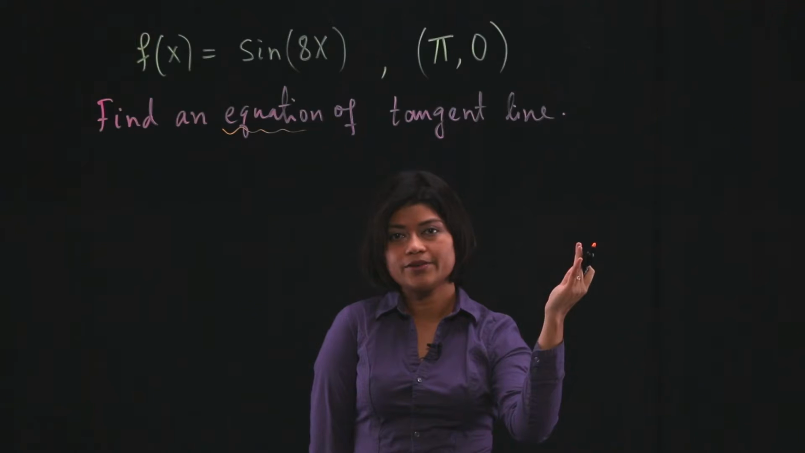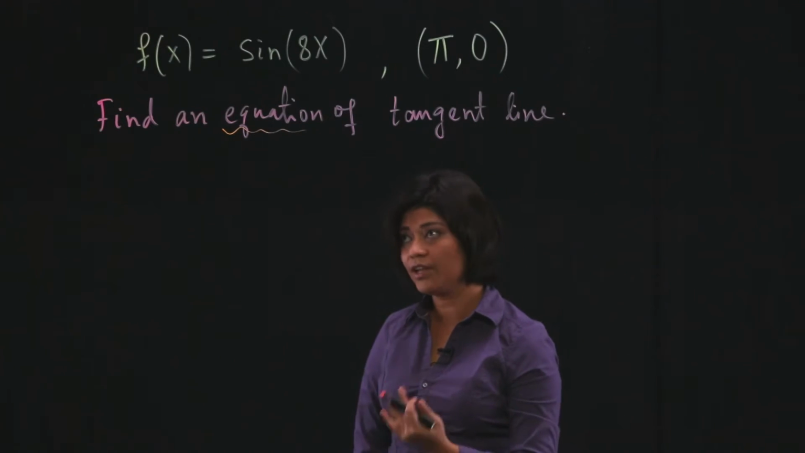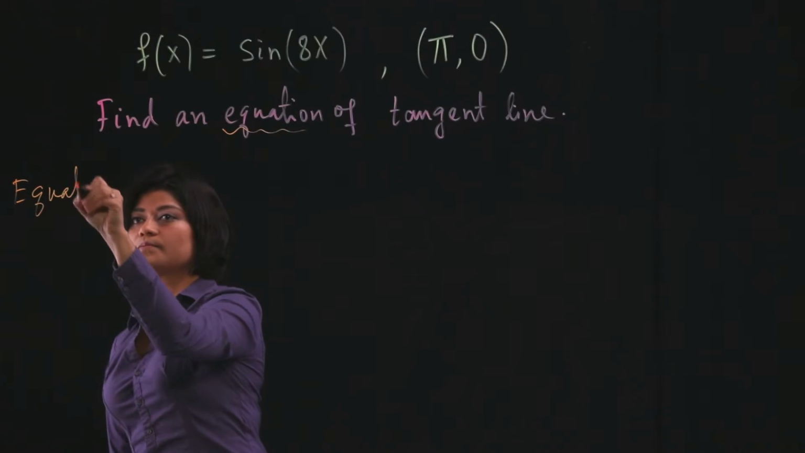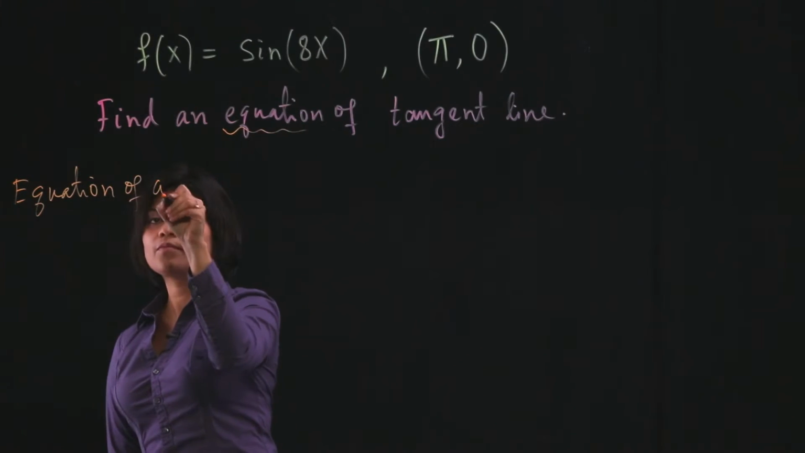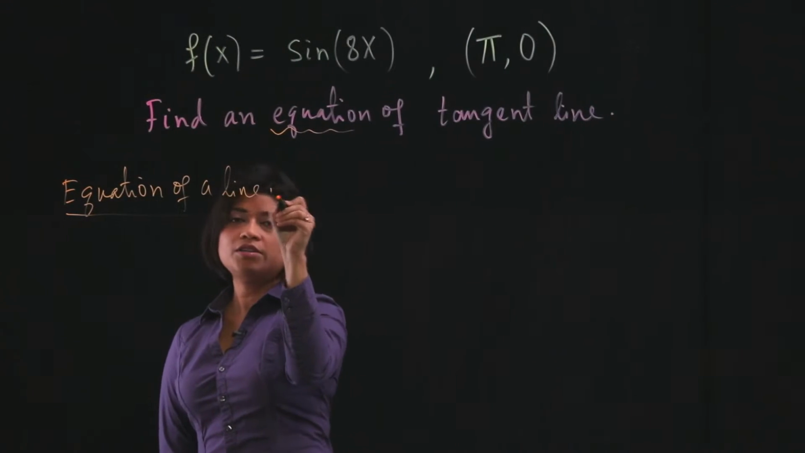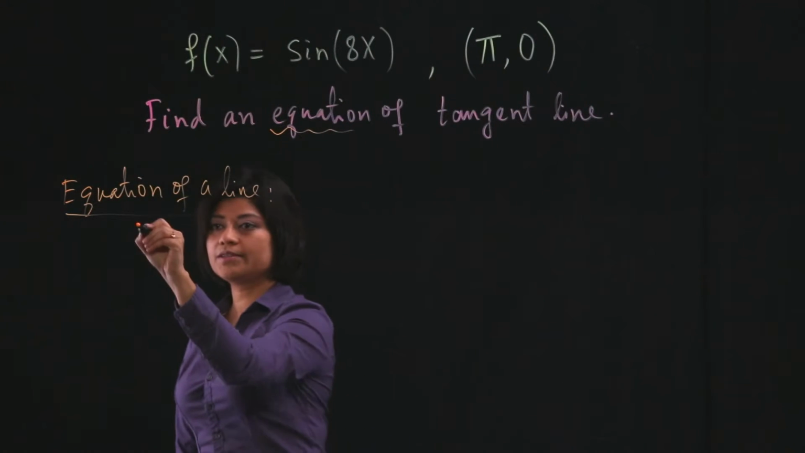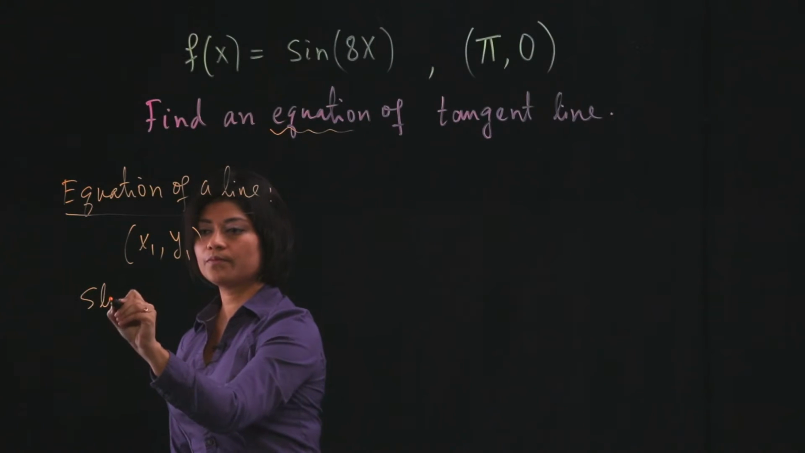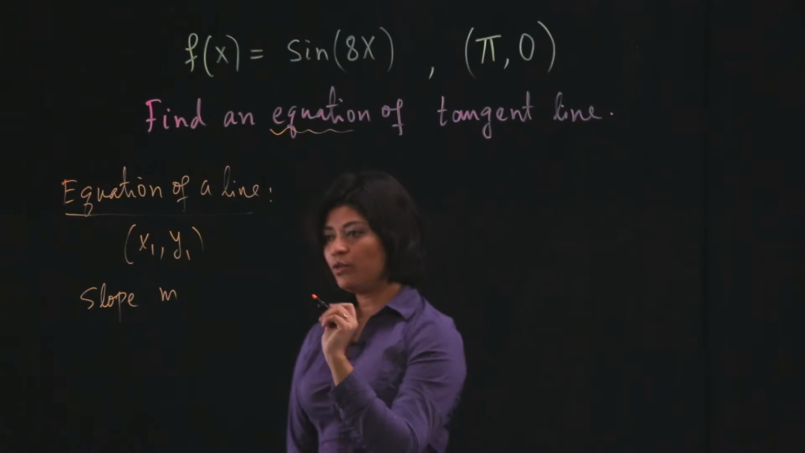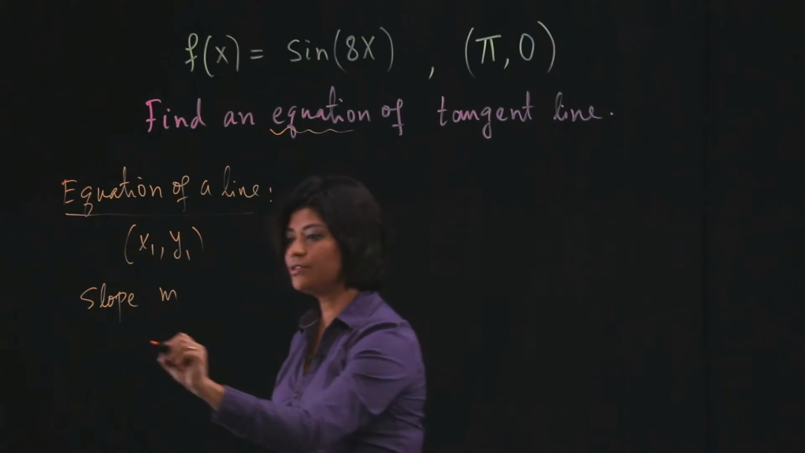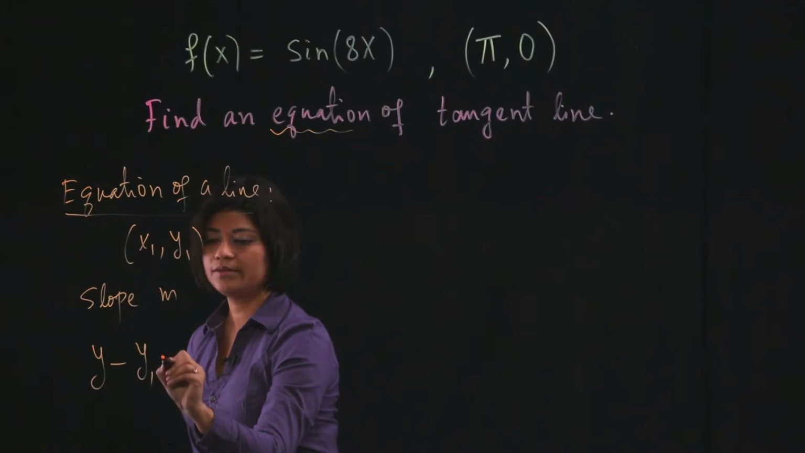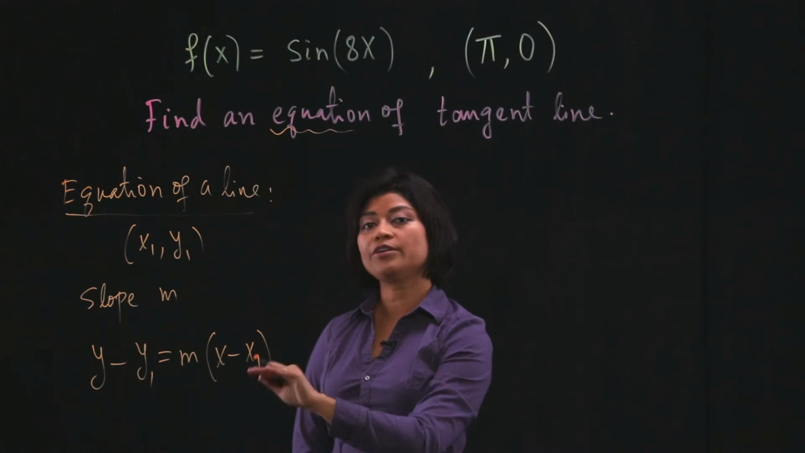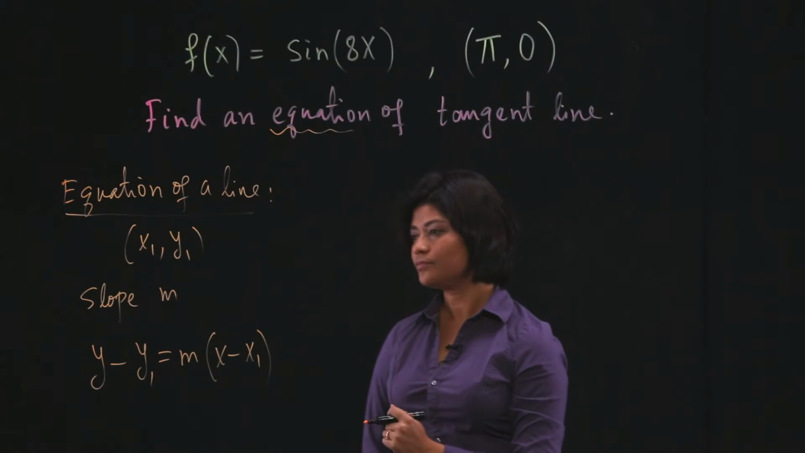Now note that it's just a line, right? And how do we write the equation of a line? So recall that to write the equation, what do we need? Well, we need a point x1, y1, and we need slope. Once we have those two, what is the equation? y minus y1 equals m times x minus x1. So that is the point slope form of a line.